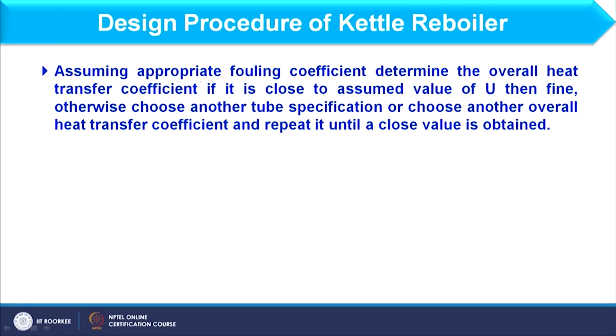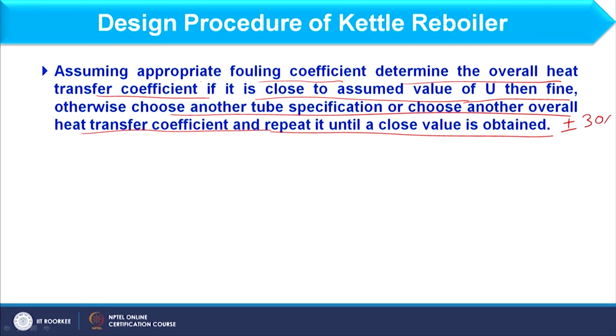Next step is assuming an appropriate fouling coefficient and determining the overall heat transfer coefficient. If it is close to the assumed value of U, then fine, otherwise choose another tube specification or choose another overall heat transfer coefficient and repeat it until a close value is obtained, and that close value should be within plus minus 30%. So, till now you have only calculated the heat transfer coefficient on the shell side.